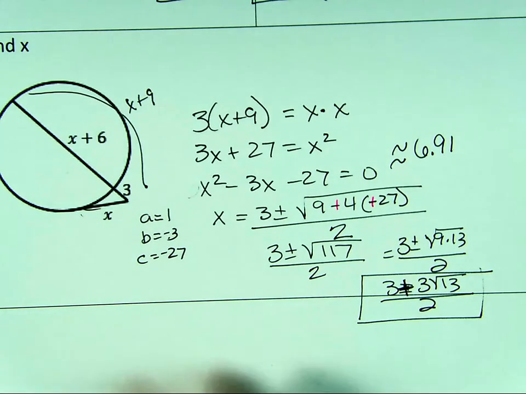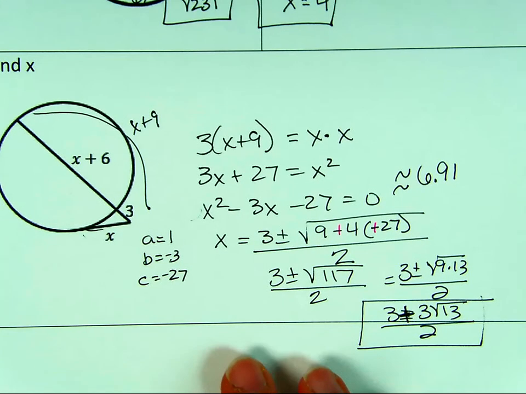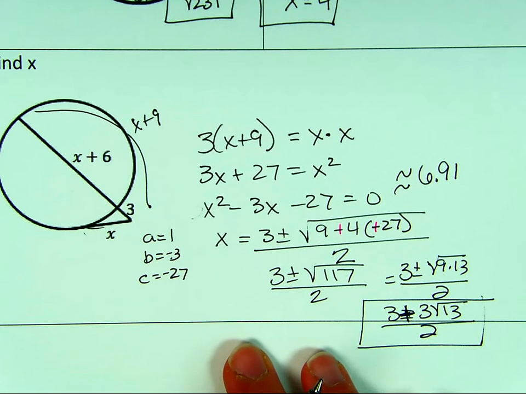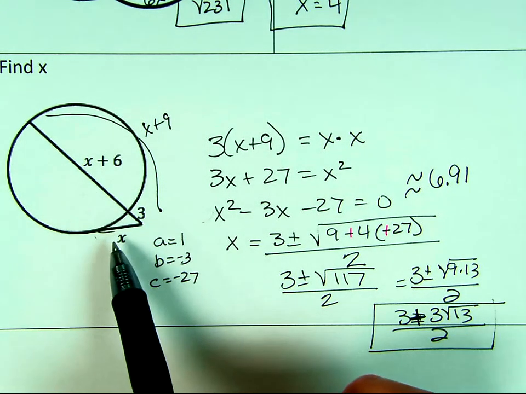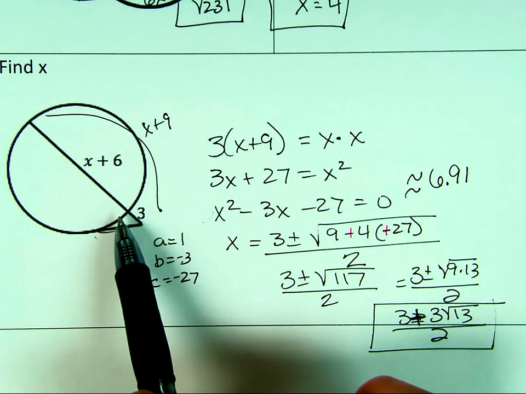Okay, so remember those two formulas. Chords inside, part times part equals part times part. But outside, if it's two secants or a tangent and a secant, then it's whole times outside equals whole times outside.